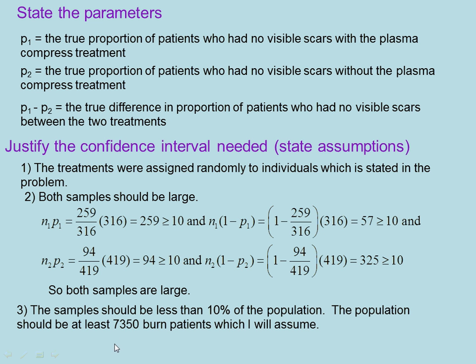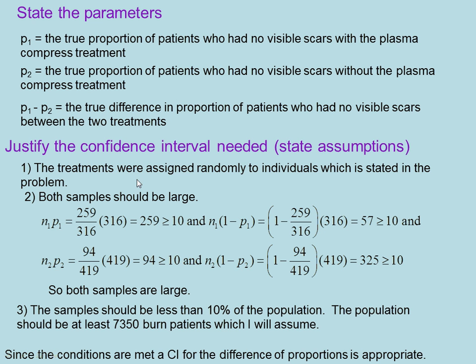3. The samples should be less than 10% of the population. So how do we figure that out? The population should be at least 7,350. Well, where'd that number come from? You take the 316 and you add that to 419. That's N1 plus N2. You get 735. Since it's 10% of that, you take 735 times 10. And that is the number that we have to be. So again, the population should be at least 7,350 burn patients. And again, we assume that.